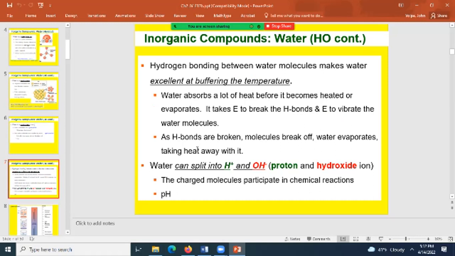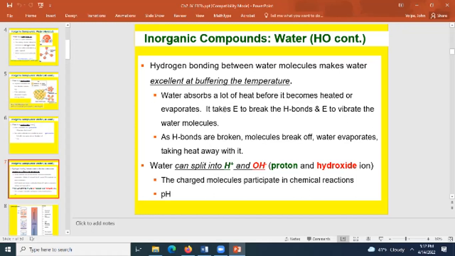Hydrogen bonding between water molecules makes water excellent at buffering the temperature. All molecules absorb heat when you raise the temperature. And when that molecule gets hotter, the temperature is a measure of the molecule's movement. So when you heat up a molecule, it will move around more, whether that is moving back and forth or bumping around, or its energy of motion.